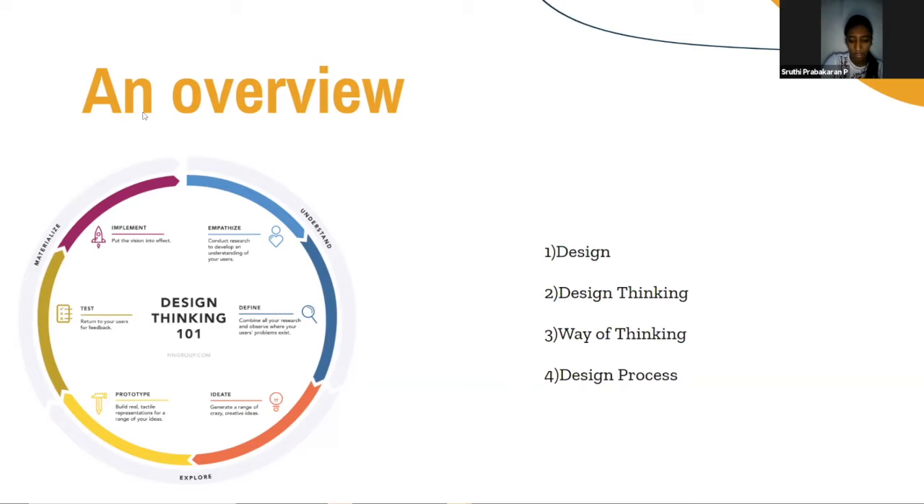And lastly, we saw the design process, the 5 stages or phases of the design process, and we'll be seeing in detail about the design process in today's session. Those phases are the discovery phase, interpretation phase, ideation phase, experimentation phase, and evolution phase. So those are the 5 phases of the design thinking process. And let us start with the discovery phase.